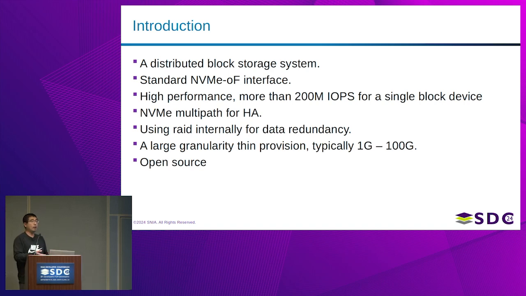It's just run on a general x86 server, and when I tested it, it used the TCP NVMe-oF. No RDMA, no hardware offload. So it's possible to get a higher performance if we use RDMA. And it uses the NVMe multipath for HA. The NVMe protocol has defined the multipath, so it has multiple virtual controllers connect to a host.